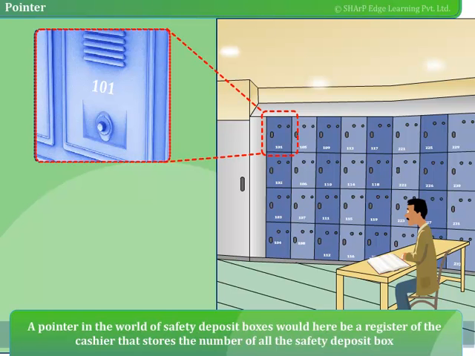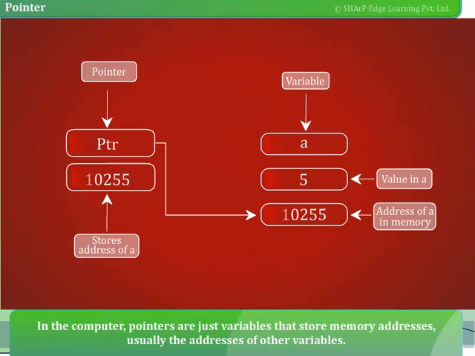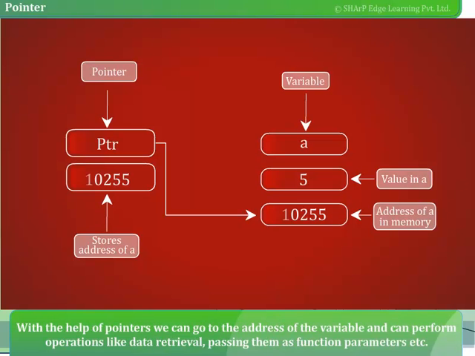A pointer in the world of safety deposit boxes would here be a register of the cashier that stores the number of all the safety deposit boxes. In the computer, pointers are just variables that store memory addresses, usually the addresses of other variables. With the help of pointers, we can go to the address of the variable and can perform operations like data retrieval, passing them as function parameters, etc.